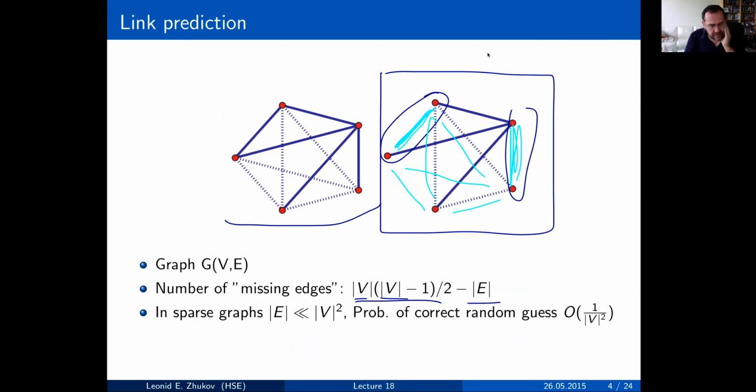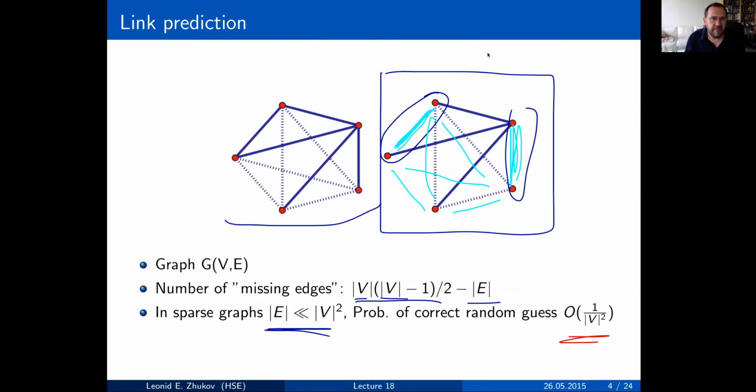And most of the networks we deal with are sparse. So E is much less than V squared, and there are lots and lots of places we can put an edge. If we decide to solve this problem by randomly guessing, the probability of a correct guess is 1 over V squared, simply because that's the order of magnitude of how many edges we can put there. So with large graphs, it's very small.